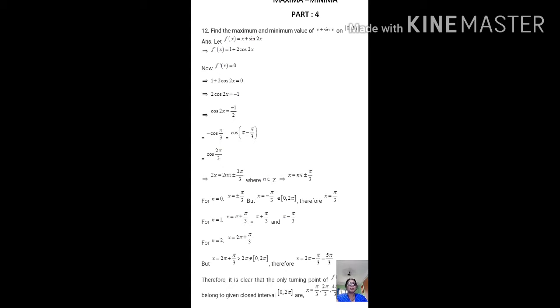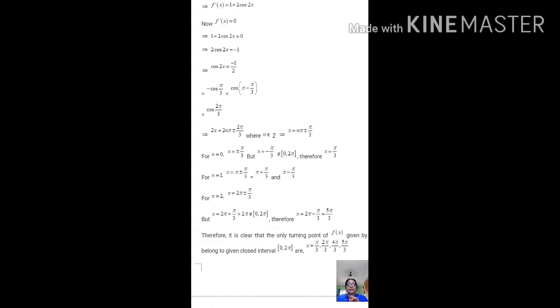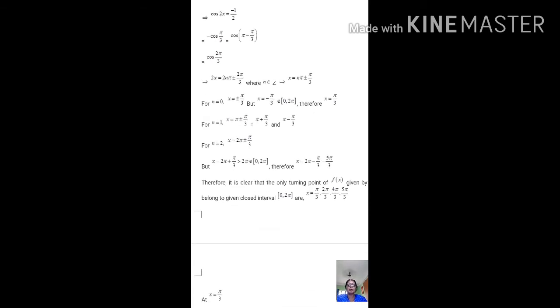So how many values of x are we getting? One is pi by 3, second one is 4 pi by 3, then 2 pi by 3, then 5 pi by 3. So many values we are getting. Also we have to consider the end points of the intervals. So let us check now the values of f(x) at these different points.